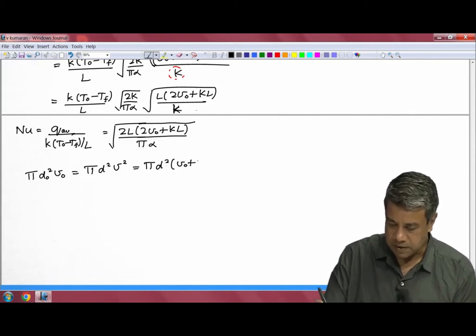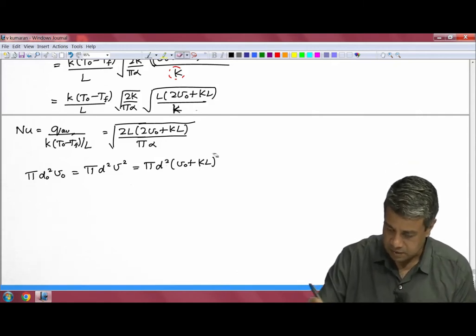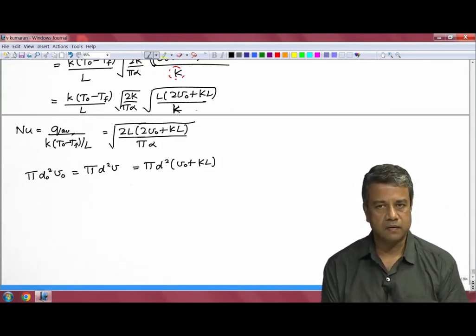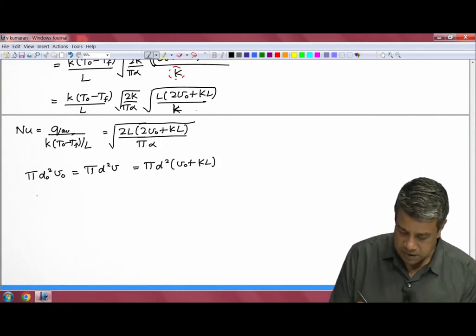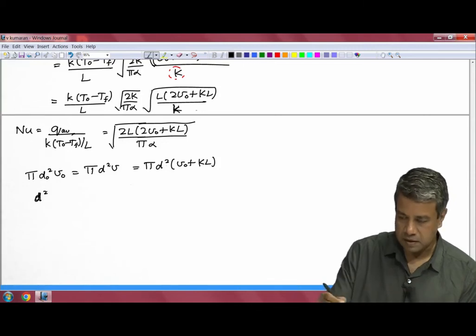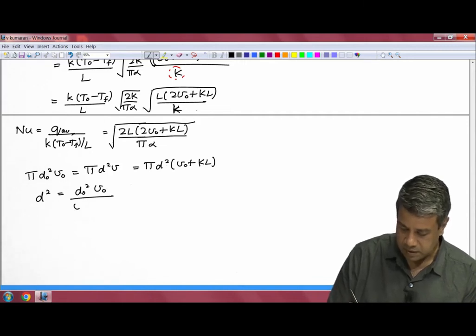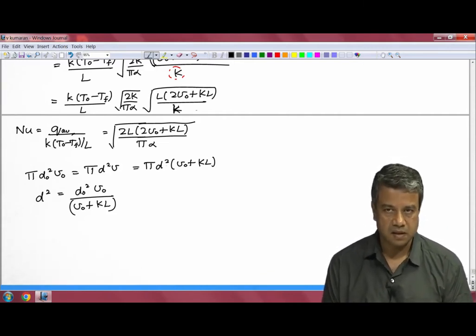Into v naught plus k L. I am sorry, there is no square here. The flow rate is the cross sectional area times the velocity. The volumetric flow rate is a cross sectional area times the velocity. Which means that d square, the diameter at any location in the film, is equal to d naught square V naught by V naught plus K L. That is the diameter of the film at some downstream location L from the start of the drawing section.